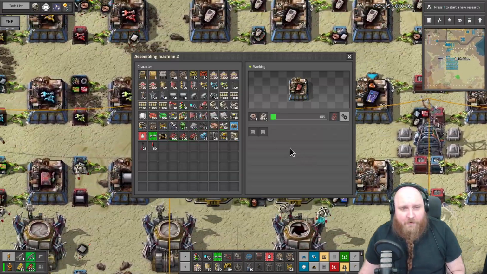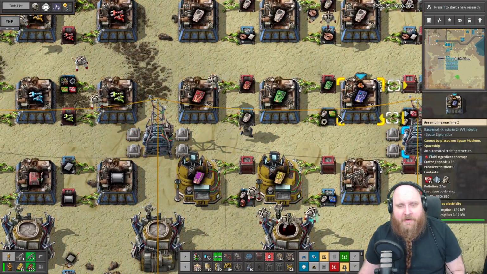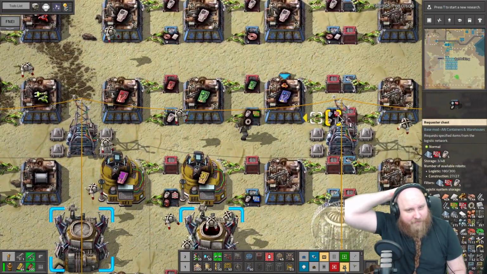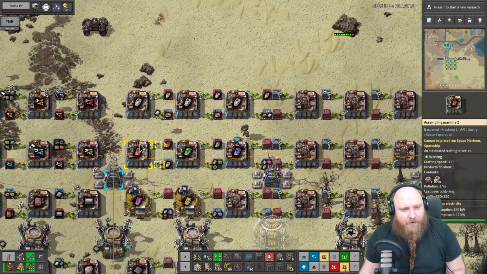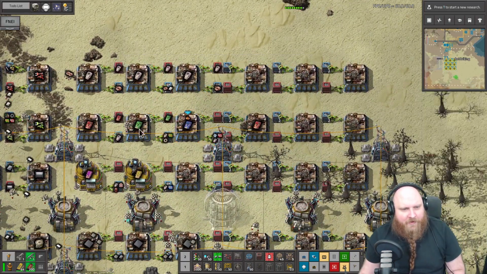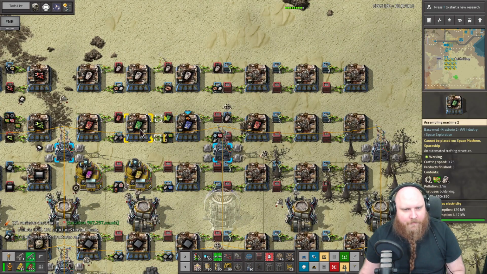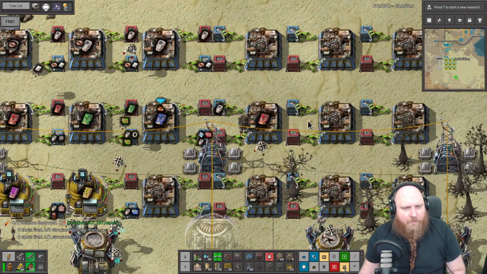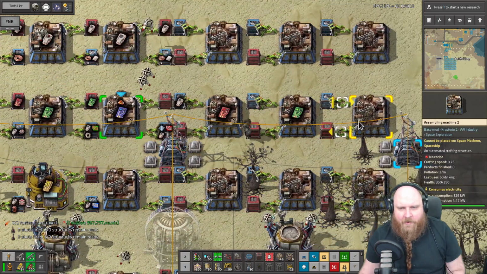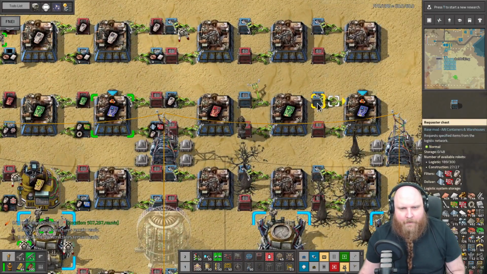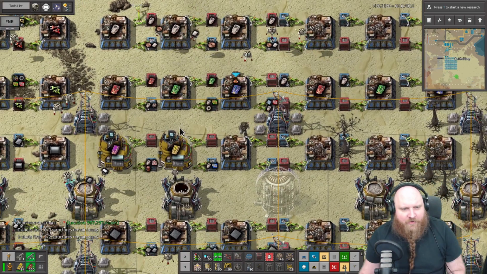Now, of course, this is only a single machine over here. It will not be the fastest science machine, of course. I think we might want to make a couple more of these. Uh-oh. Okay, that's fine. Also, for blue research, we need some sulfuric acid, it seems. We can probably manage that.